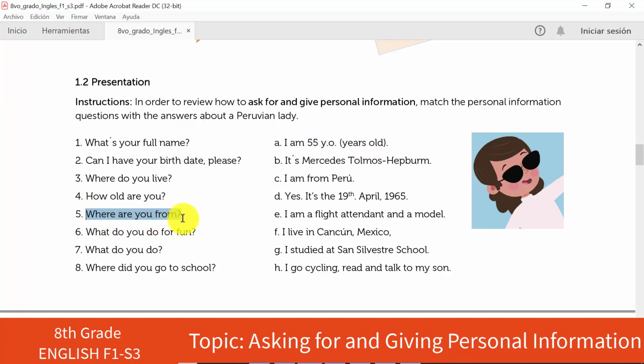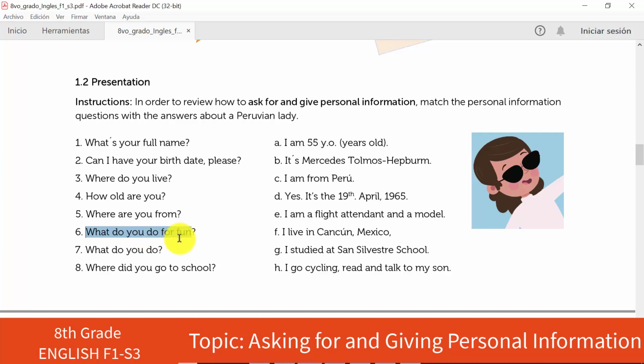Where are you from? From. Acuérdate, la respuesta is always similar to the questions. The answers are always similar to the questions. Okay? Where are you from? I am from Peru. Okay? ¿Ves que la respuesta siempre es similar to the questions? Okay? I am from Peru. ¿De dónde eres? Yo soy de Perú.